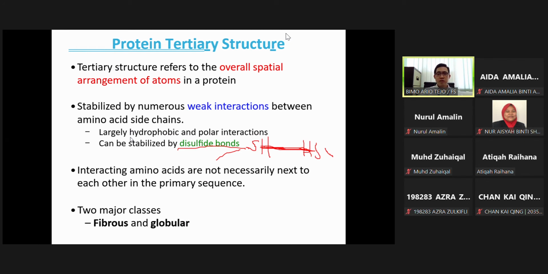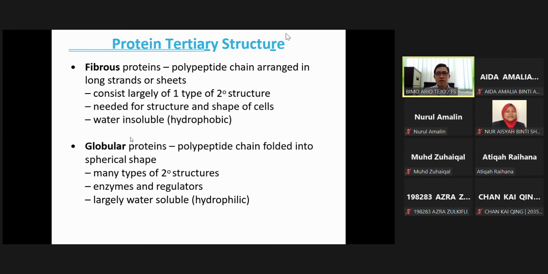There are two major classes of protein tertiary structure: fibrous and globular. Fibrous proteins are usually water insoluble and hydrophobic, mainly consisting of beta structure. For example, hair, nails, horns, and tusks are proteins. They include your skin keratin. Keratin is water insoluble.